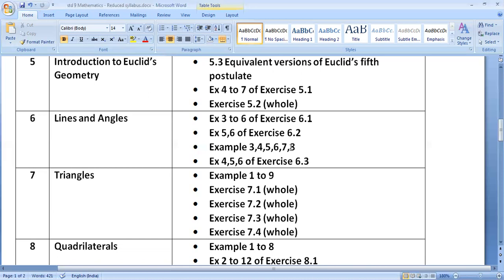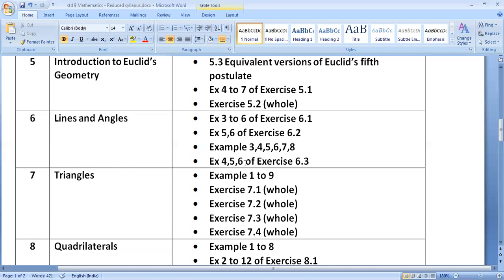Page number 107, exercise 6.3. Questions number 1, 2 and 3 are included in the syllabus. While on the same page 107, question number 4, and on 108, question 5 and question 6 are excluded. So in exercise 6.3, questions 1, 2, 3 are included, while questions 4, 5 and 6 are excluded from the syllabus.